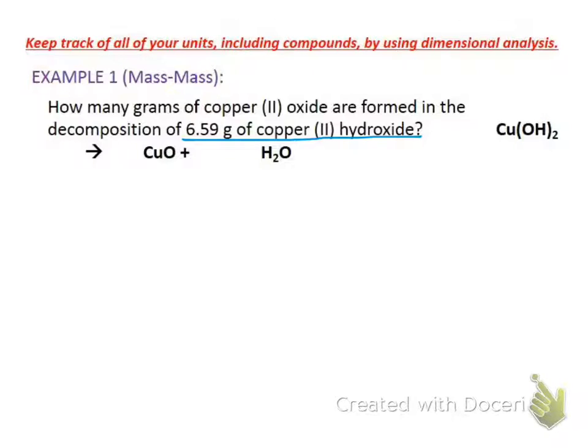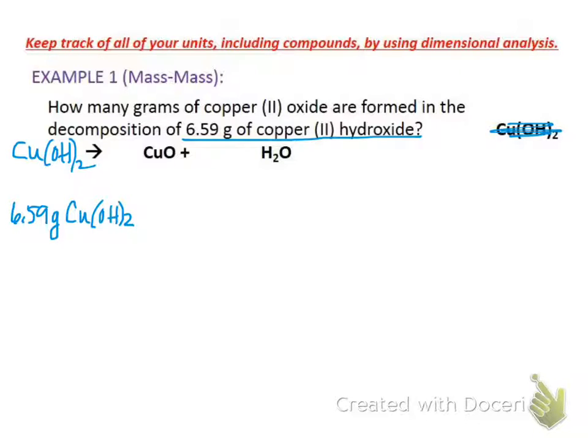For some reason, when the slide printed, it did this little thing here. So we're going to move this over here so we don't have to worry about that over there. So now we've got that in the right place. We look at it, we see, does it need to be balanced? No, it does not. So sometimes we get lucky and everything's 1-to-1, which makes our life easier. So we always start with what we're given. So we're going to start with 6.59 grams of copper 2 hydroxide, which is Cu(OH)2.